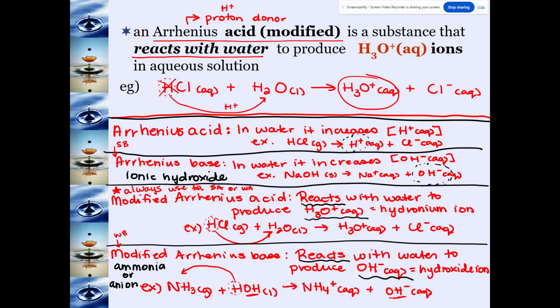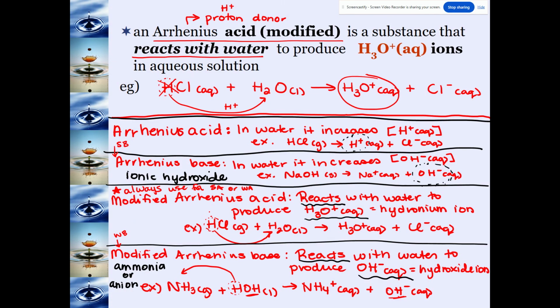So here's a summary. The original Arrhenius acids just split apart or ionize into hydrogen ions. The original Arrhenius bases are only for ionic hydroxides. They just dissociate into hydroxide ions. So just the straight splitting apart into ions is the original Arrhenius acid and base definition. But the modified Arrhenius definitions are about how they react with water. That's the key thing: they don't just split apart, they actually react with the water.